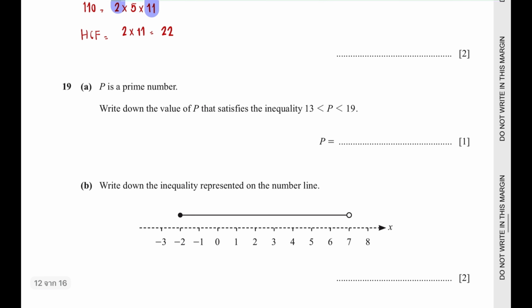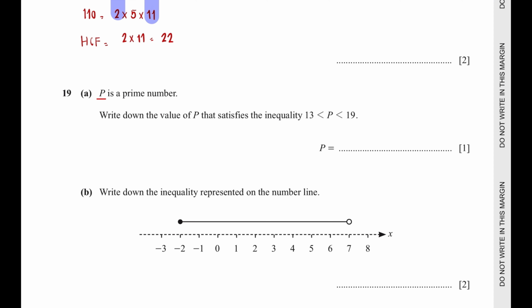Question 19a. P is a prime number. Write down the value of P that satisfies the inequality P greater than 13 but less than 19. So we will have 14, 15, 16, 17, and 18. Among all of these values, the prime number is 17. So P equals 17.